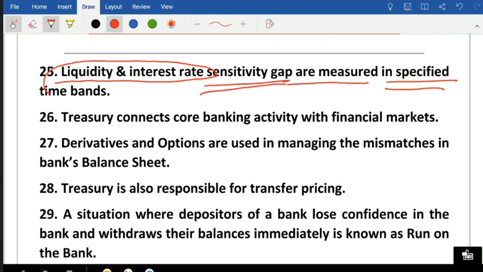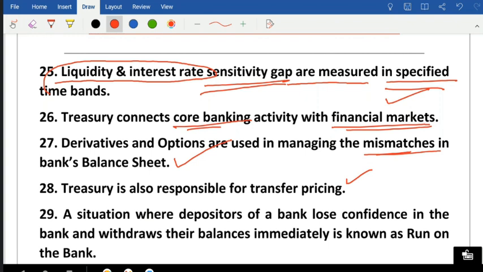Treasury connects core banking activity with the financial market. We have already discussed this point. Derivatives and options are used in managing the mismatch in the bank's balance sheet. Treasury is also responsible for transfer pricing. So this is the main work of Treasury.